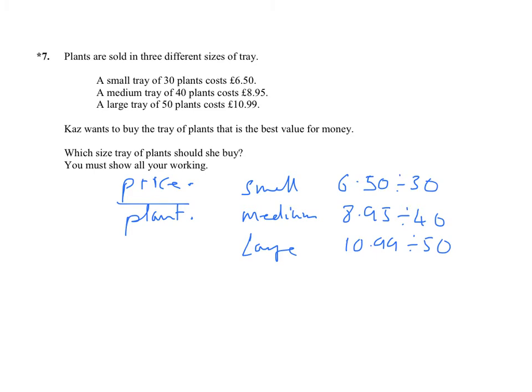Now a lot of people did 30 divided by £6.50, which is the opposite way round. And if you do that, then what you're doing is plants per pound. So that calculation, it's fine, you can get 3 marks for doing 30 divided by £6.50, for doing 40 divided by £8.95, and for doing 50 divided by £10.99. But what you've got there is how many plants you can get for a pound. So you're then looking for the largest number out of those 3, and some people look for the smallest. So 2 different ways of doing it.